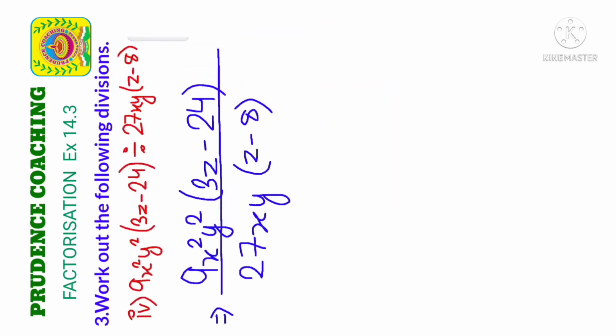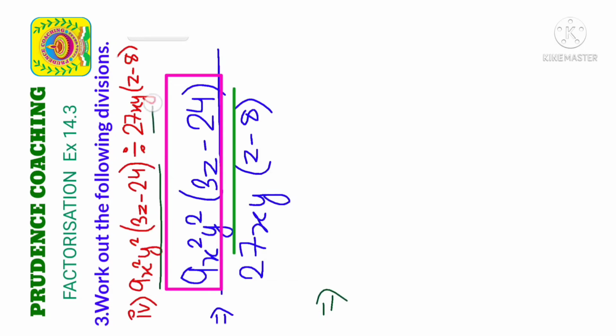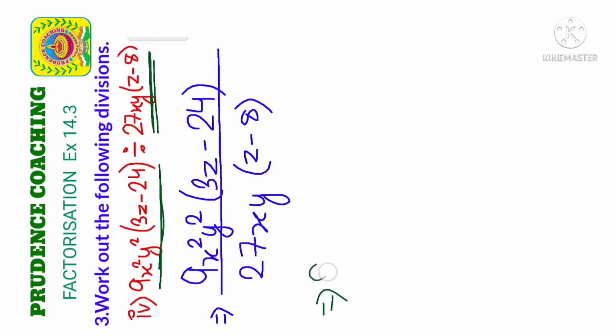Let us start with the next sum. As you can see, you are going to divide this by this one. So we have written the polynomial before division in the numerator and after division in the denominator, because you are going to divide the numerator by this denominator. Now we will write 9x square y square as it is, but within the bracket we have 3z minus 24. Here 3z and 24 both are divisible by 3. So we can take 3 as the common factor here.